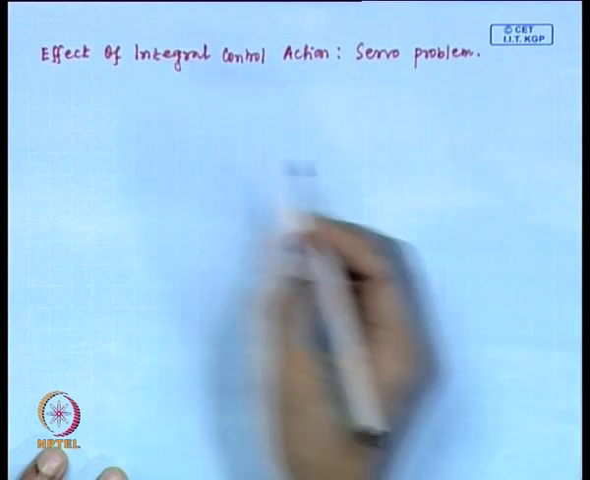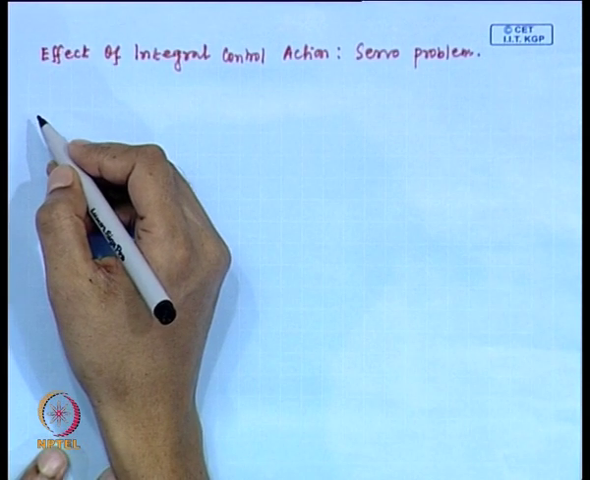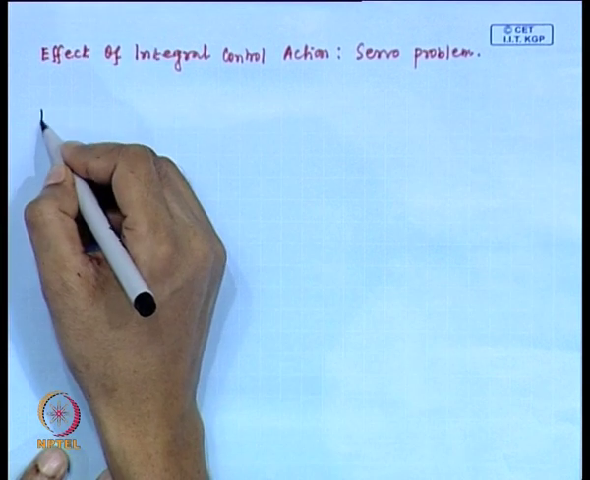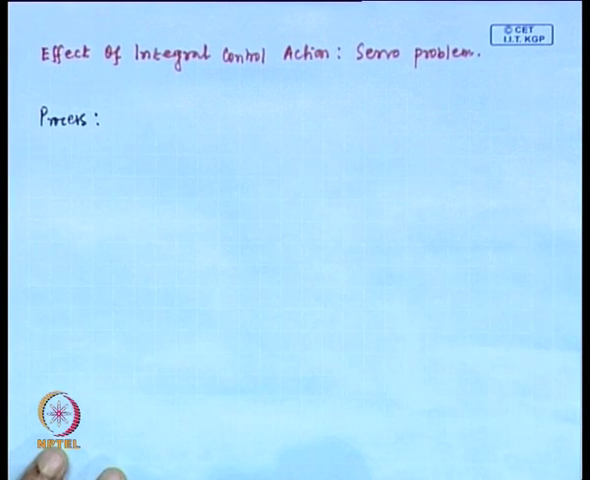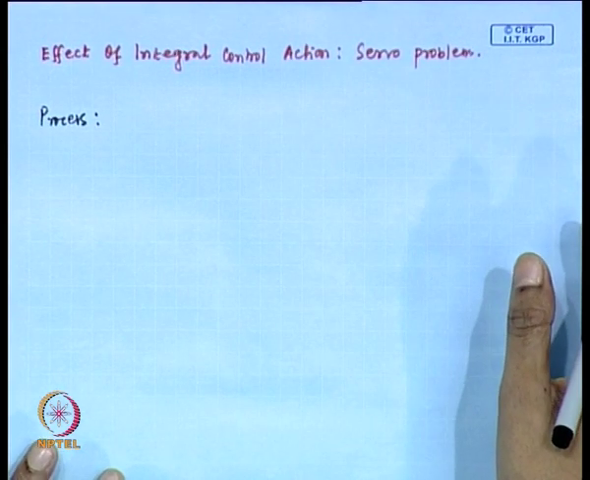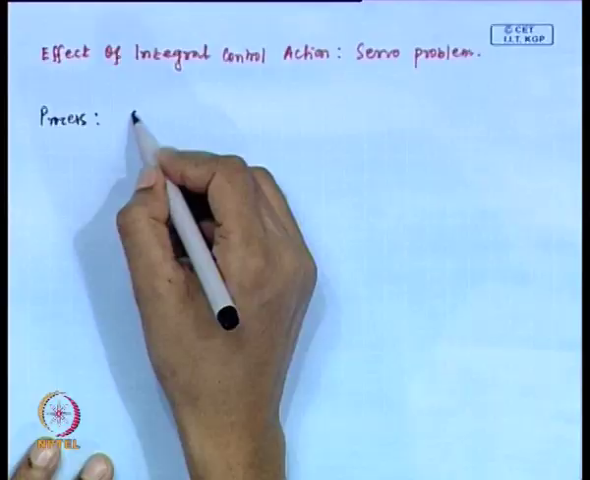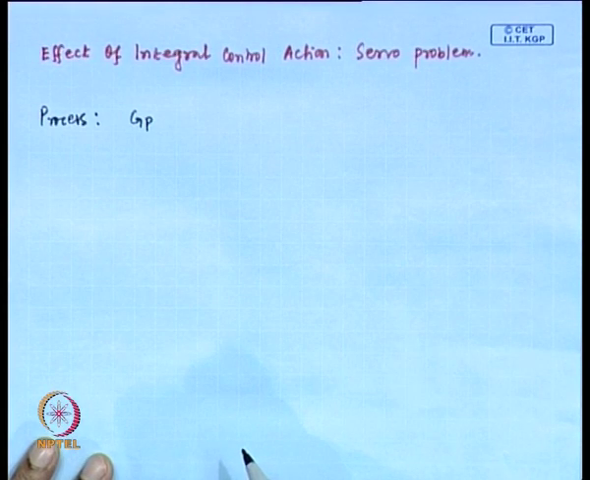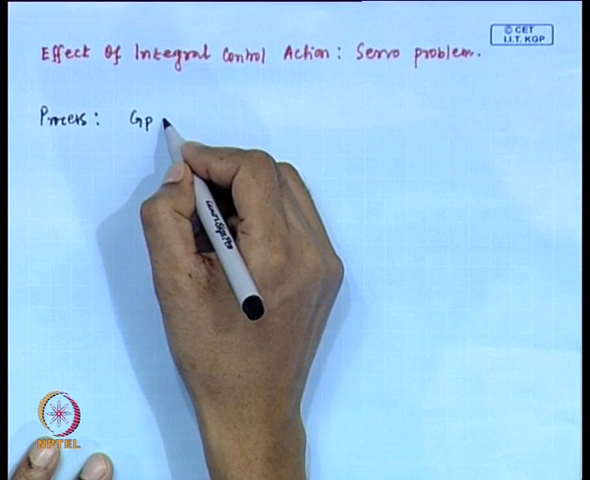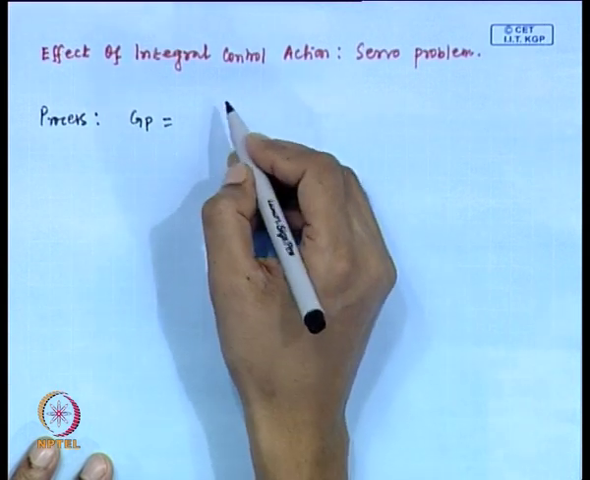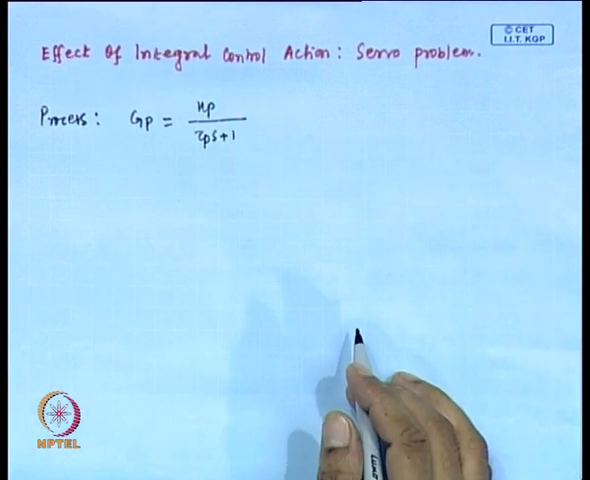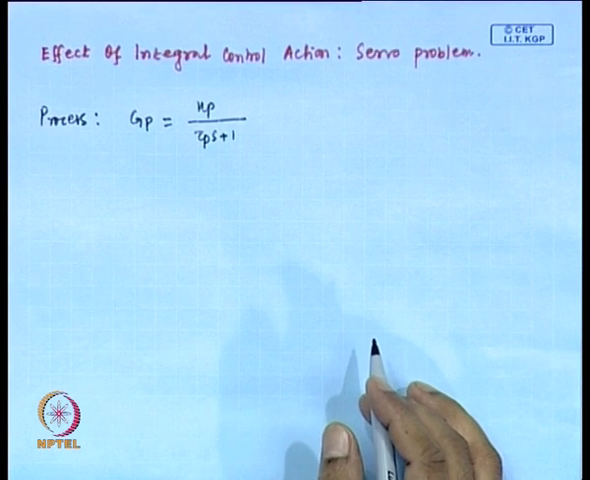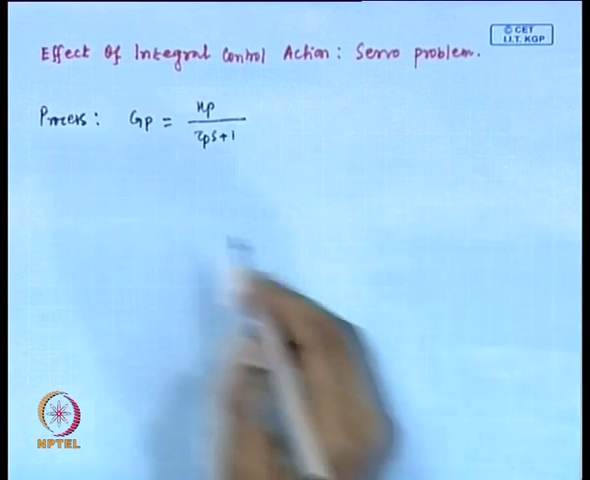So, we will consider the different elements and their expressions first. First element is the process, and to discuss the effect of integral control action we consider a first order process. For a first order process the transfer function can be written as Gp equals Kp divided by tau P s plus 1.